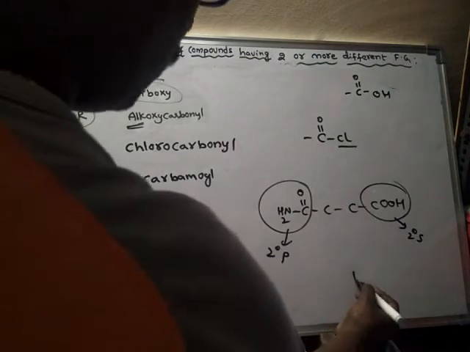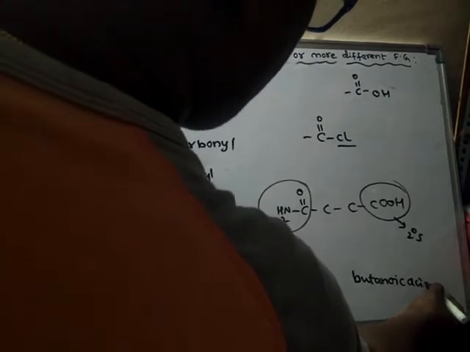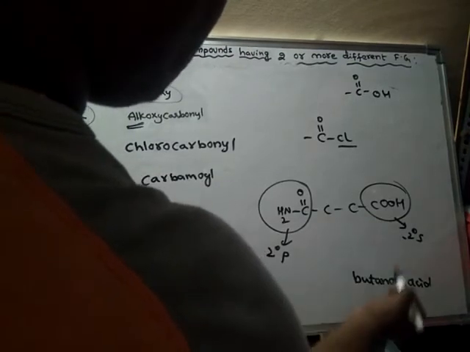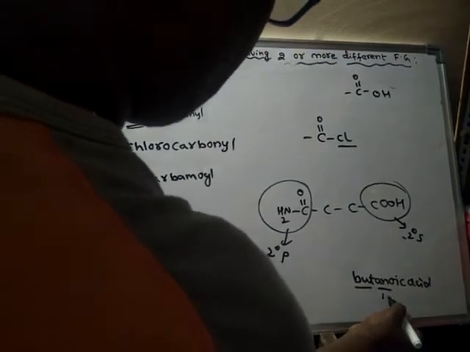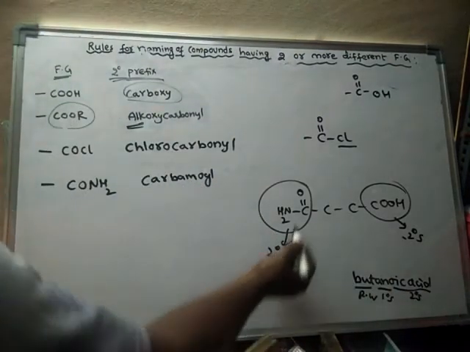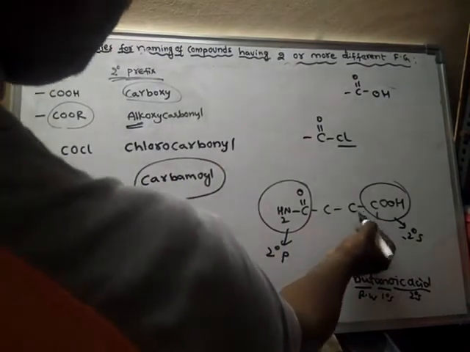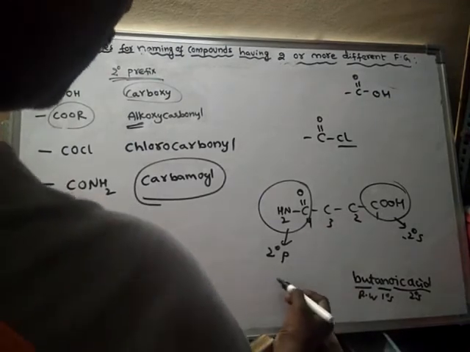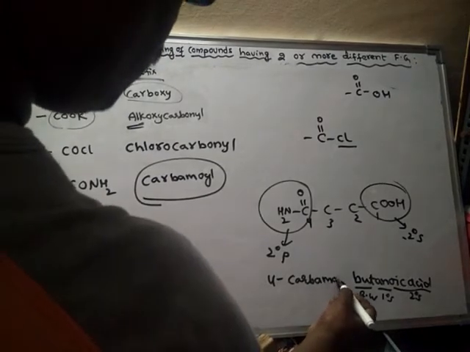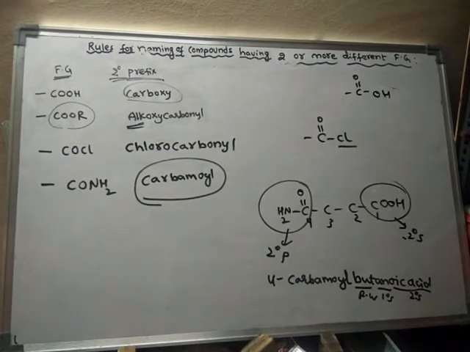4 carbons, hence it is butanoic acid. Carboxylic acid means oic acid, and butan with single bonds means 'an', so 'but' is the root word, 'an' is the primary suffix, and oic acid is the secondary suffix. And the secondary prefix, what is the secondary prefix? It is carbamoyl. On which carbon? This is the first carbon, second carbon, third carbon, fourth carbon. So 4-carbamoyl. So 4-carbamoylbutanoic acid is the name of this compound.